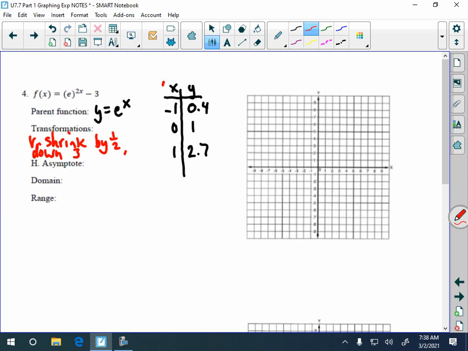All right, so our x values, we're going to multiply by a half. Our y values, we're going to subtract 3. So let's see, a half times negative 1, that's negative a half. A half times 0 is 0. And a half times 1 is 1 half. All right, 0.4 minus 3, put it in the calculator. It's going to be negative 2.6. 1 minus 3 is negative 2. And then 2.7 minus 3, that's negative 0.3.